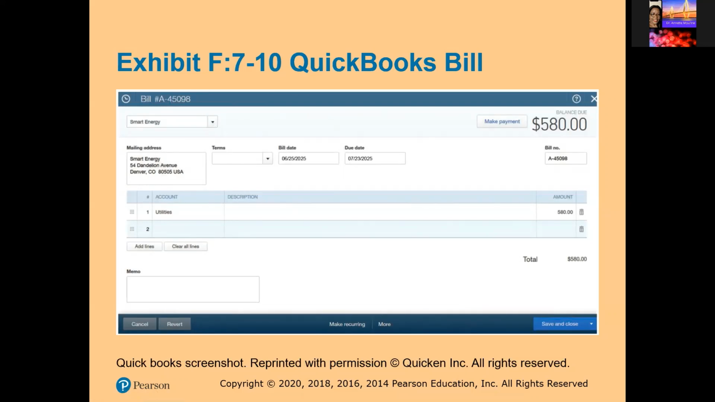This is the bill. When Smart Touch Learning saves the bill, the software automatically records a debit to utilities expense and a credit to accounts payable, Smart Energy. A bill includes the vendor's name, the vendor's address, the payment due date, and the total amount due.